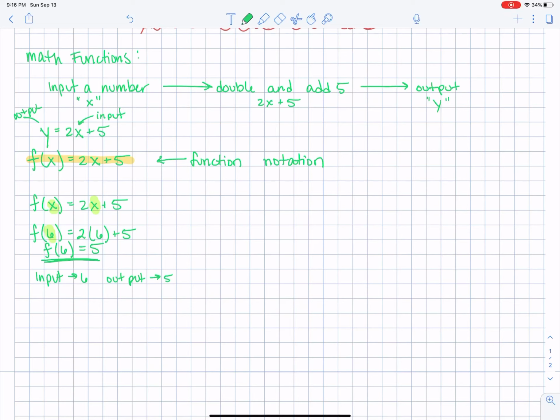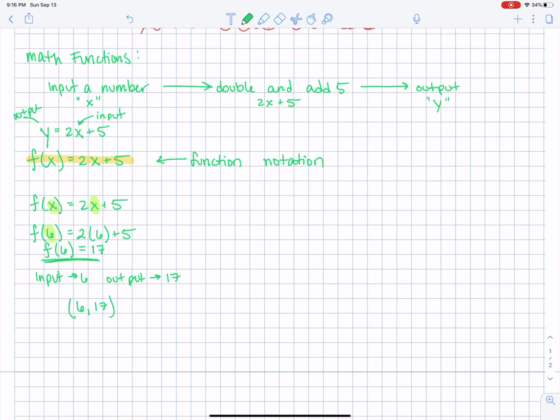Now we can also put this as a coordinate point. So we could say this is the point (6, 17). Oops, not 5, it's 17. Silly Miss Lawrence, I was using the wrong one. Sorry, y'all. Hopefully you put that correctly in your notes.